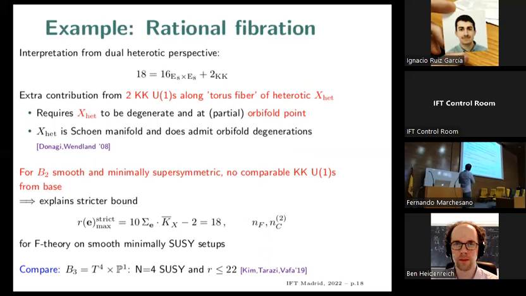So we propose that the role of these extra chiral fields in this case is to give a contribution to the gauge group from what is a KK U1 in the dual heterotic picture. And if one goes to higher supersymmetric cases, one indeed recovers in this way 4 more KK U1s from the base, which gives back this 22 that was discussed already.